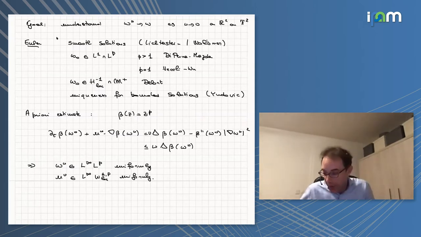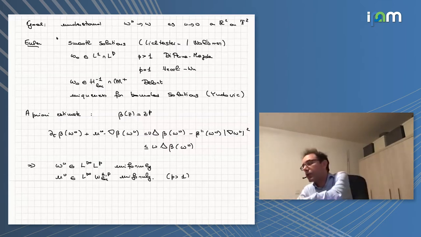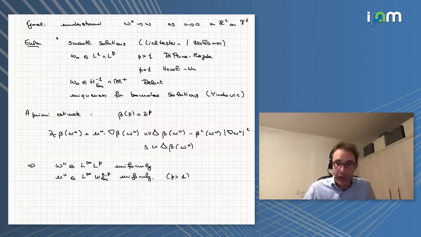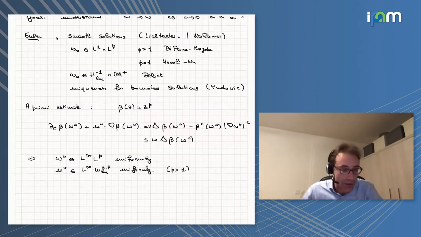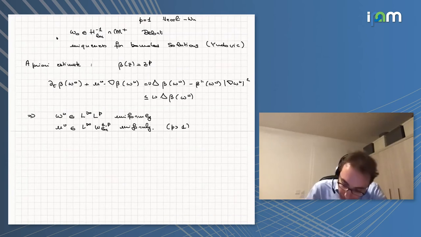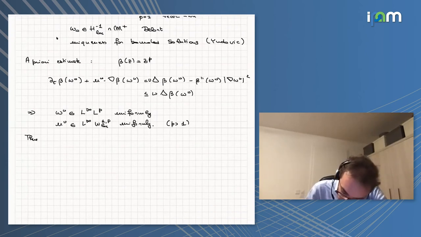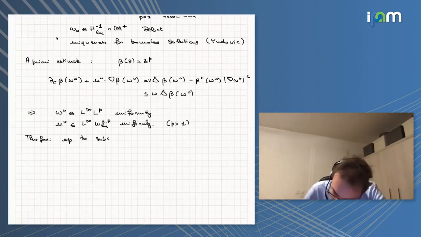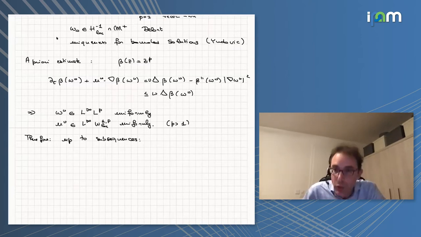So being uniform in the viscosity, this implies that these estimates, at least formally, hold also for the case of the Euler equation. From this estimate, we can get the first, soft result about vanishing viscosity for this type of problem. So up to subsequences, we have the following. So we have weak convergence for the vorticity and strong convergence for the velocity.